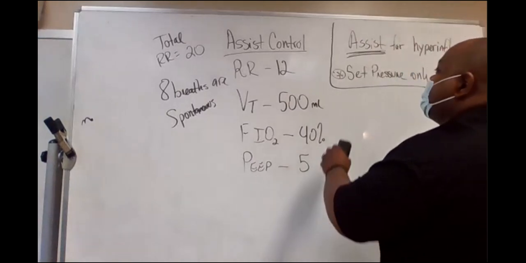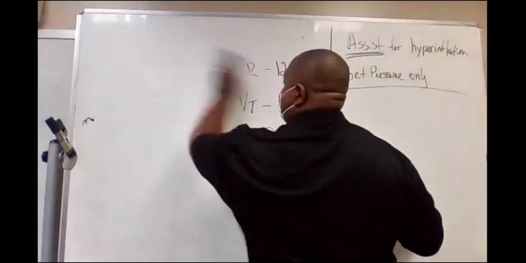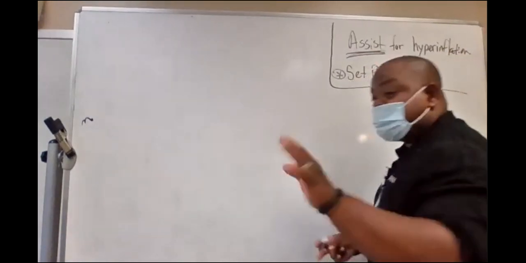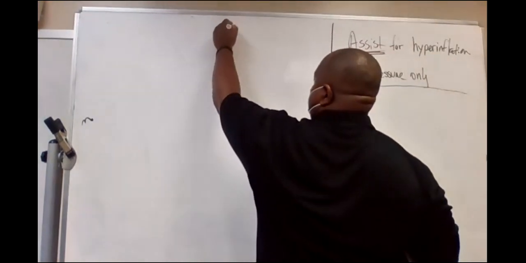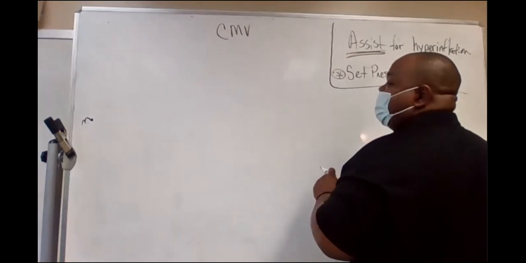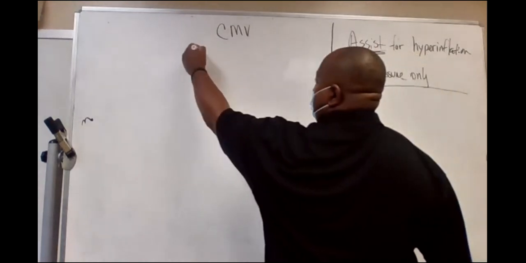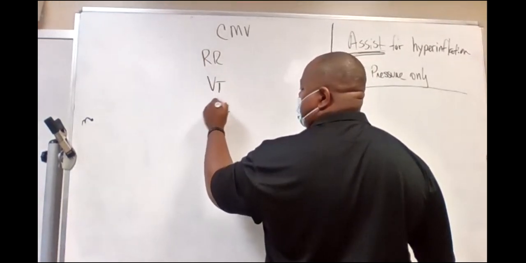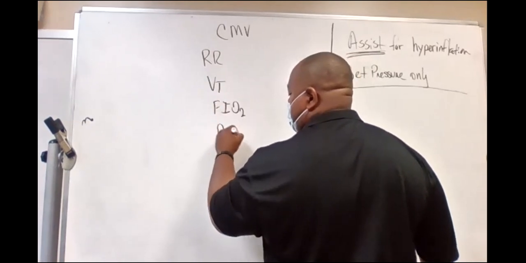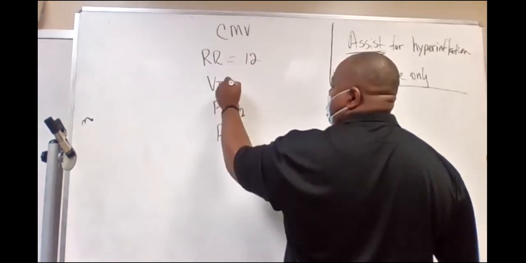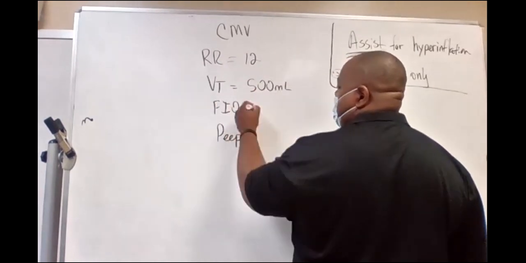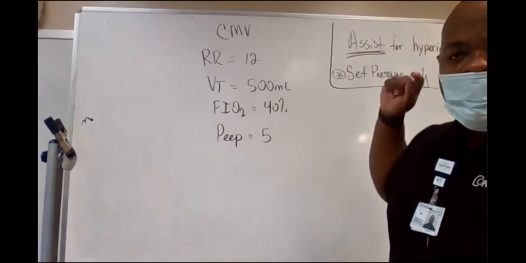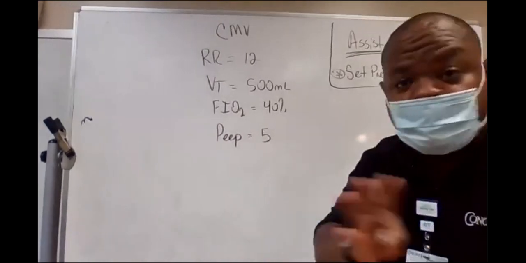The next one is control mode. Now, control mode was found to be a little cruel, right? Because in control, which is CMV, controlled mechanical ventilation, you're going to have a rate, respiratory rate, a tidal volume, FiO2, and a PEEP. So I'll just say I got them set at 12, 500, 40%, and 5. In control mode, the patient cannot trigger his own breaths.